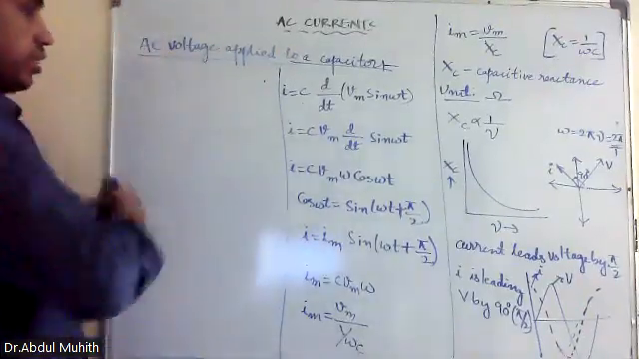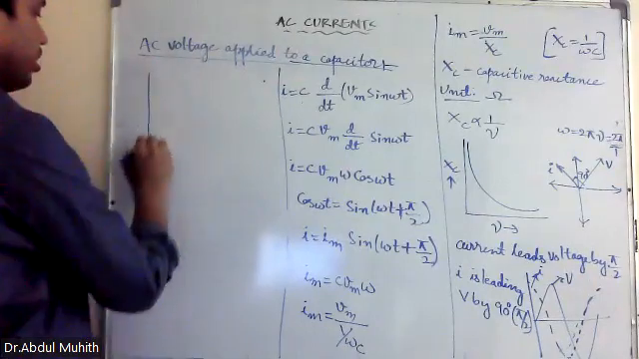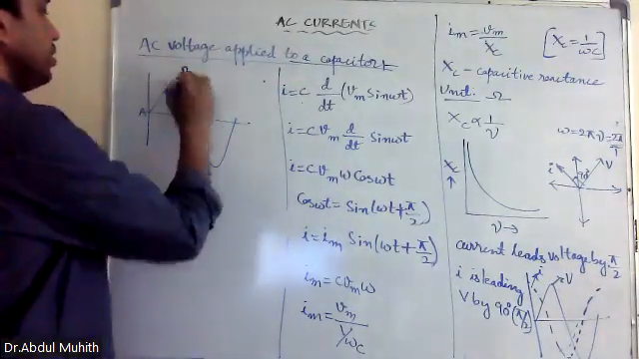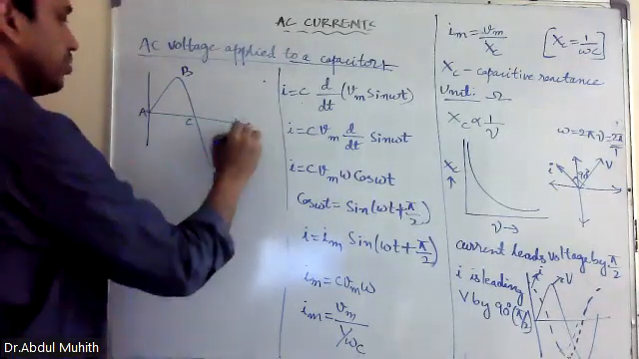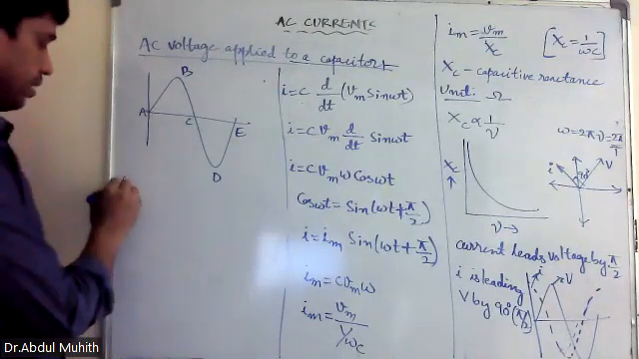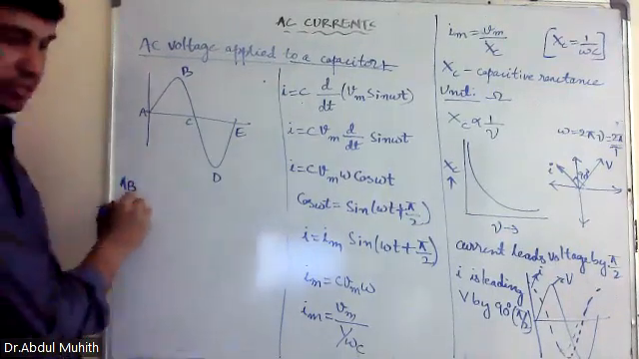What happens in one cycle? Suppose I have taken one cycle here, like I'm taking A, B, C, D, and E. This is one cycle. So what happens from A to B?